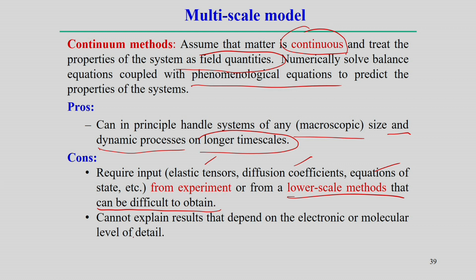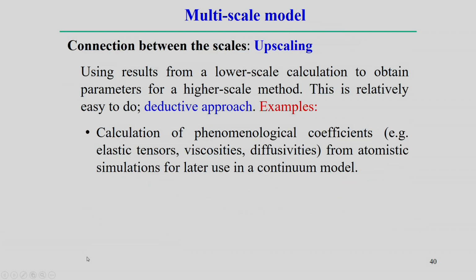And of course, this continuum based method cannot explain the electronic and molecular level in detail. So, we get no prediction of what is happening at the molecular structure level of a particular material. That information we cannot get from the continuum methods. Now, how we can connect the different scales: one is the upscaling method. For example, upscaling means using results from a lower scale calculation.